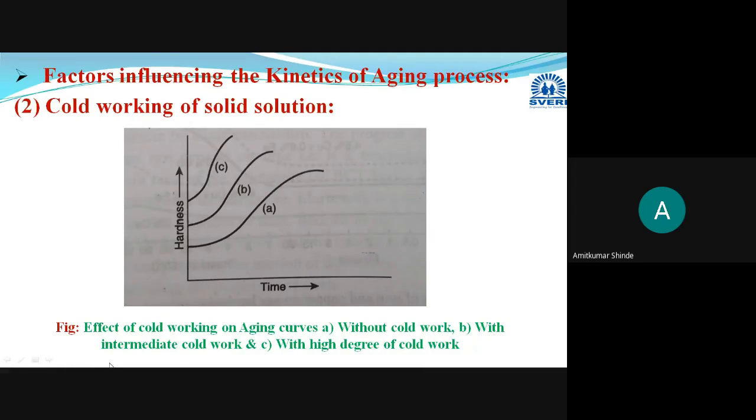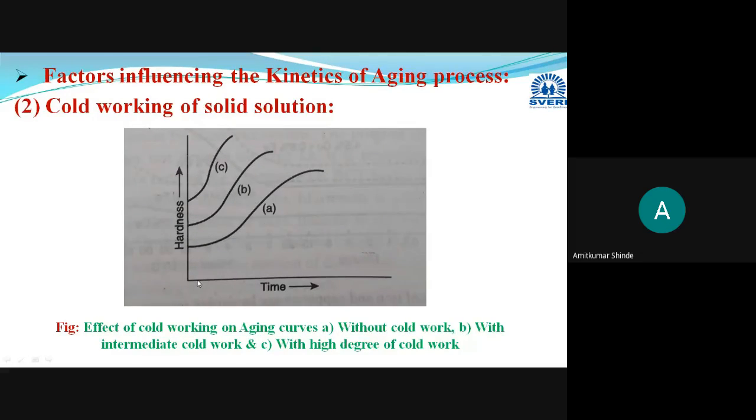For the second curve, you can see that if very slight cold working is done on that alloy, then what will happen? It will provide you a higher peak hardness value. This is the peak hardness value for that particular curve. It will show you the higher peak hardness value in lesser possible time. And if the cold working operation is performed heavily, with a high degree, then it will show you higher values of peak hardness with lesser time.